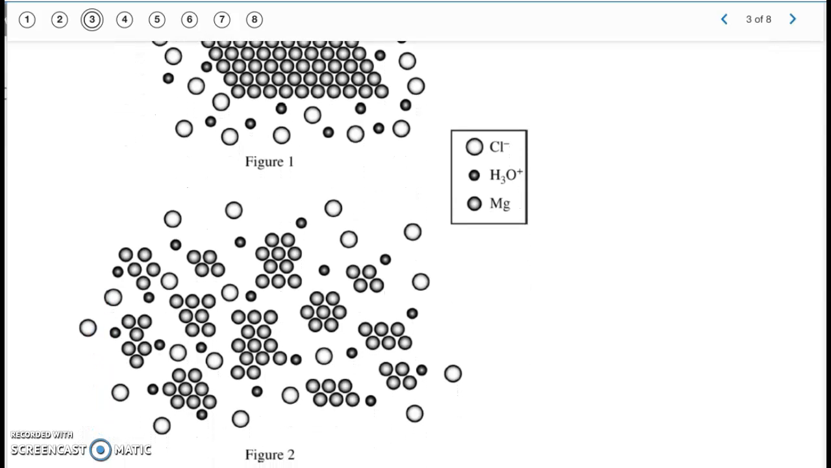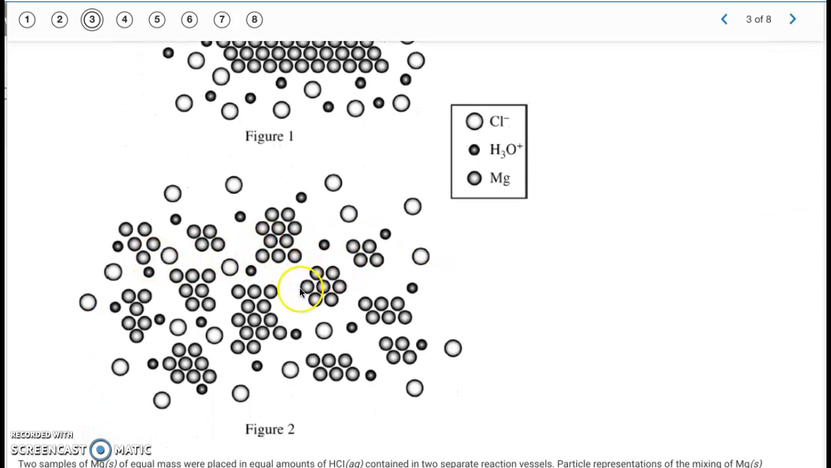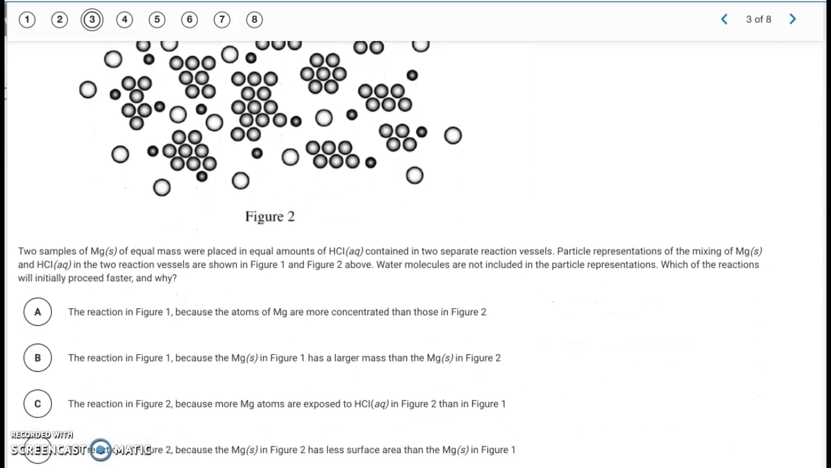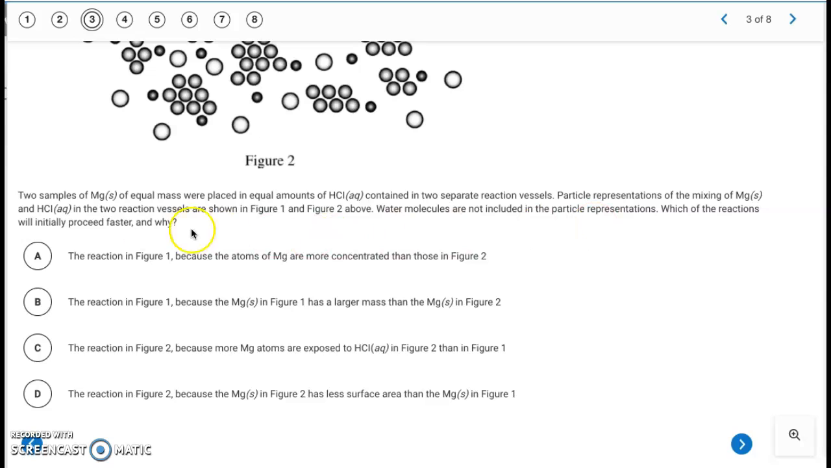All right, so in figure 2, we have the same particles, but it looks like we have smaller particles of magnesium instead of that larger chunk that we had in figure 1. So the magnesium here has more surface area, so you would expect this reaction in figure 2 to occur faster. Now we look down at the choices. It's asking which of the reactions will initially proceed faster. So we want the reaction in figure 2, because more magnesium atoms are exposed to HCl in figure 2 than in figure 1. That's going to be the correct answer right there.